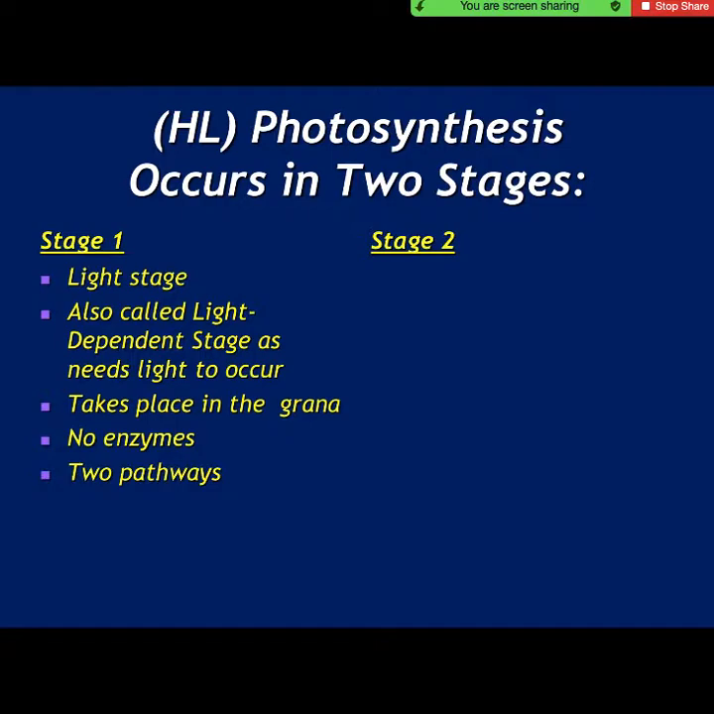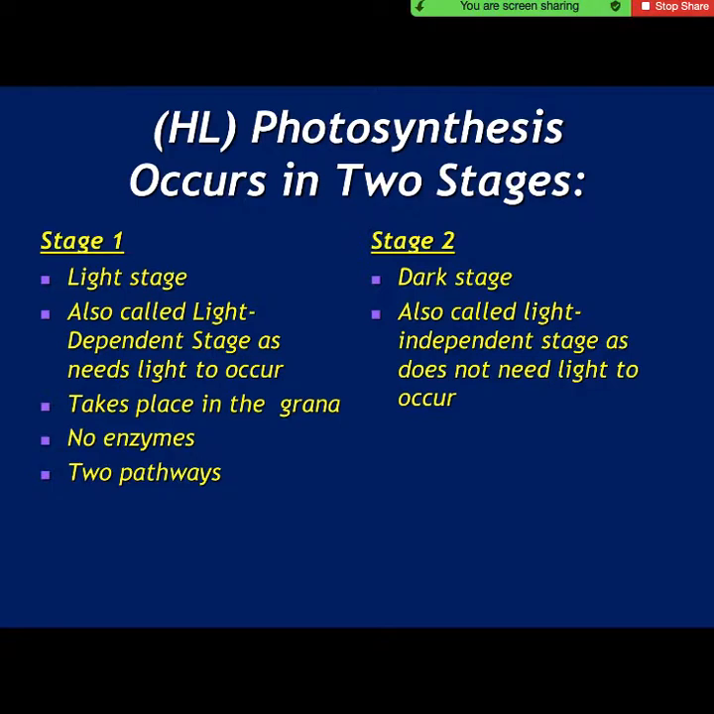So stage 2 is called the dark stage, or it can be called the light independent stage because it doesn't require light to happen. It can also have a third name. When we did respiration, we had the Krebs cycle. The dark stage is called the Calvin cycle. Now we do a really simplified version of this for Leaving Cert.